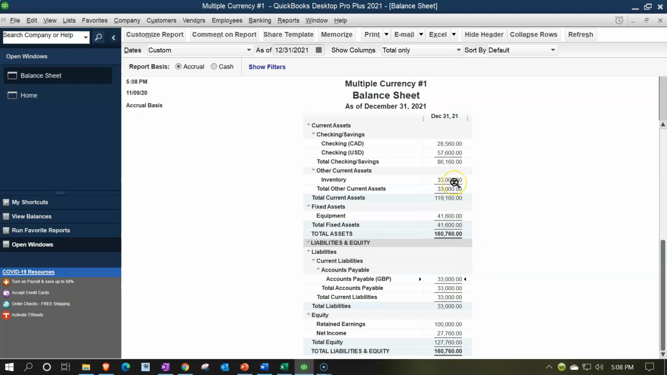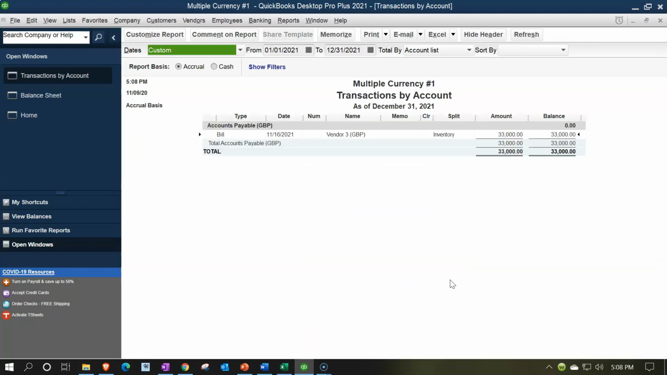We have the inventory on the books at the $33,000. Now we put this on the books. If I double click on this, the transaction happened on 11/16. We're going to say now it's the end of the year.